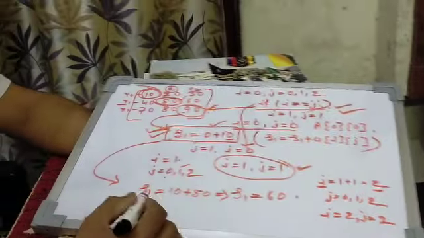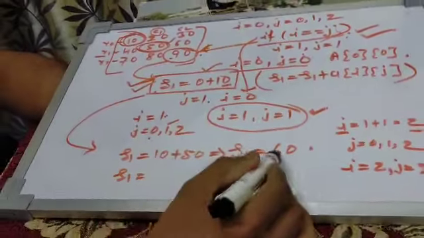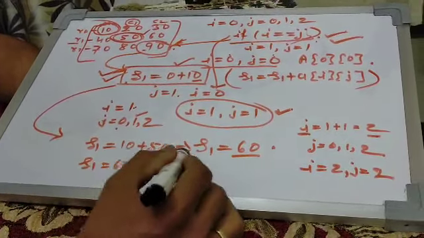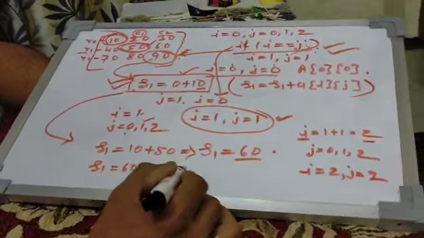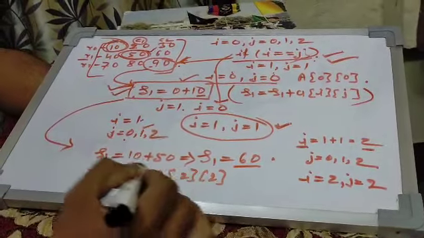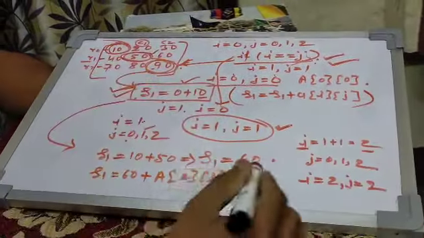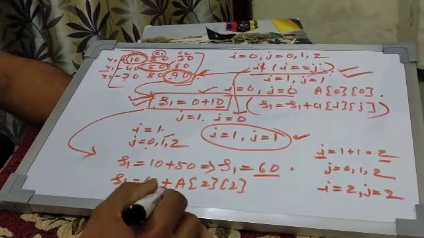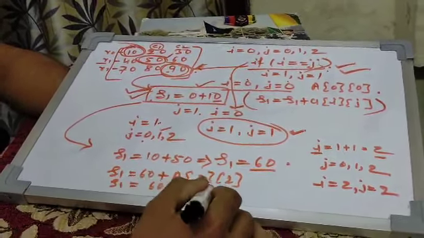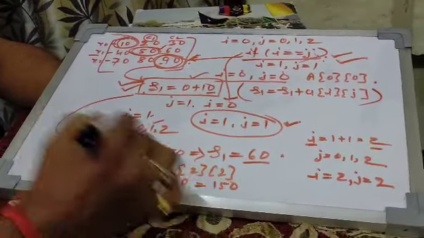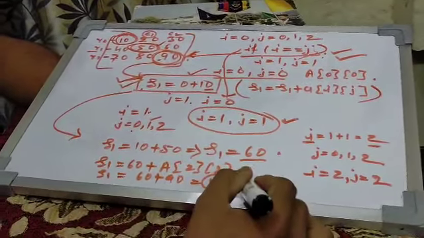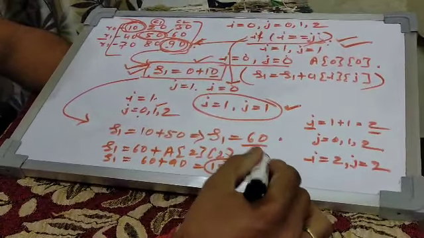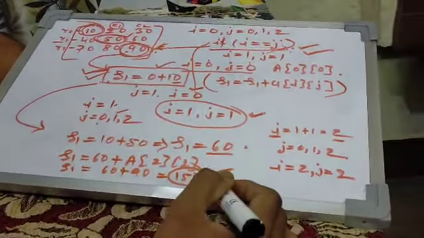So this time S1 is equal to, last time the value of S1 is 60, 60 plus this element 90 will be considered. So S1 is equal to 60 plus 90 is equal to 150, and according to the print statement, the value of first diagonal will be printed as 150.